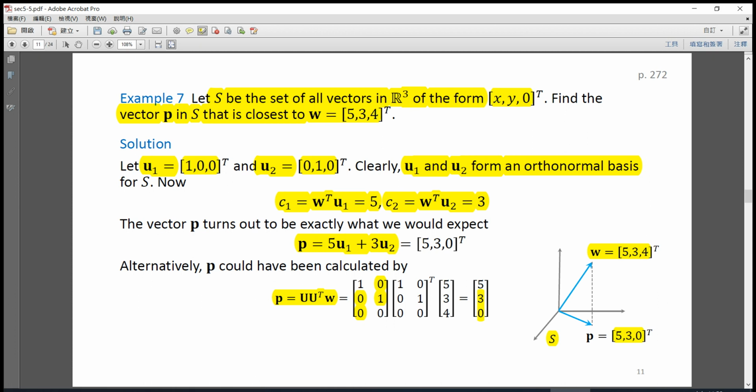And we also have W minus P equals (0, 0, 4), which is orthogonal to every element in S, and therefore W minus P belongs to S perp.